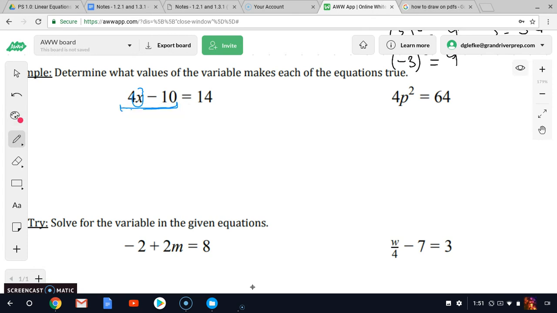Right now it's being subtracted. The inverse of subtraction is addition, so I'm going to add 10 here, and I'm also going to add 10 there. Remember, we have to do the same thing on each side. I'm left with 4x because we did not do anything with that 4x, so that stays there. Those 10s are going to cancel out, so we leave that space blank, equals, and then 14 plus 10 is 24.